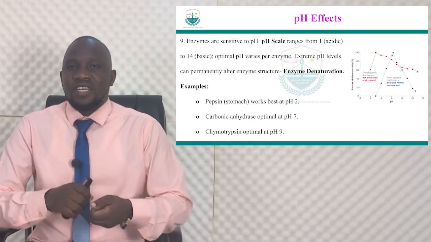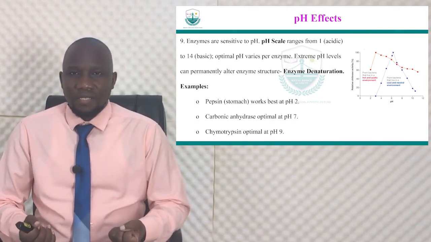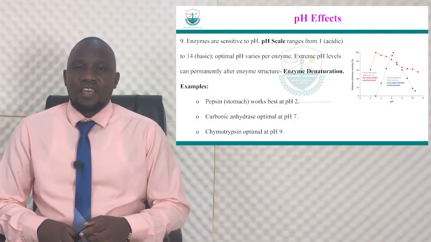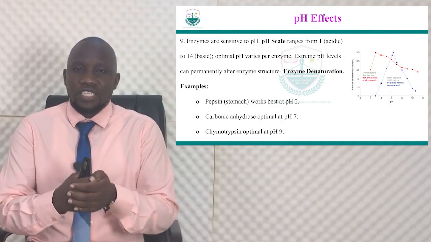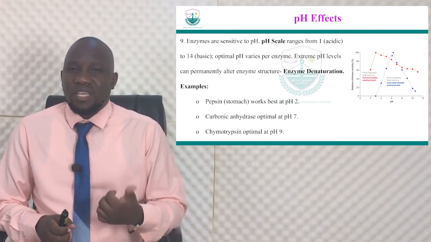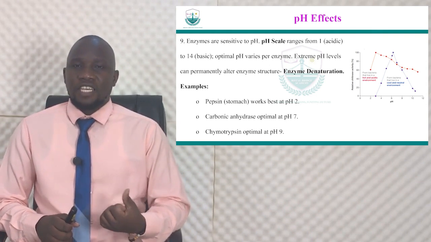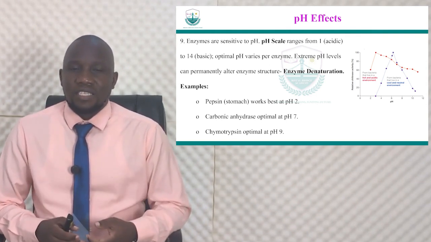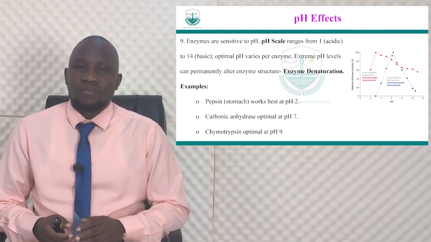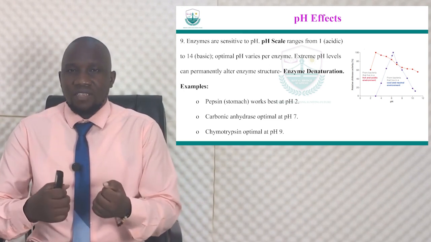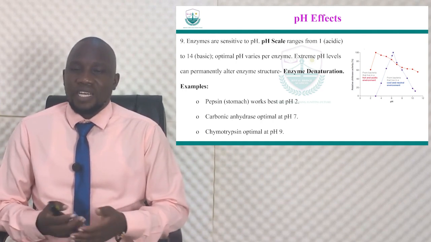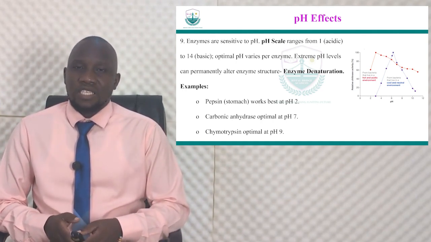So with denaturation, the shape of the enzyme is altered. And when it is altered, the active site will no longer be able to fit the substrate, and that's when you don't have a reaction basically happening. And it's the same thing that happens with changes in temperature. Beyond the optimal temperature, you will have denaturation. With denaturation, still you will have change in shape of the enzyme, and then the active site will be altered and the substrate will no longer be able to fit in.